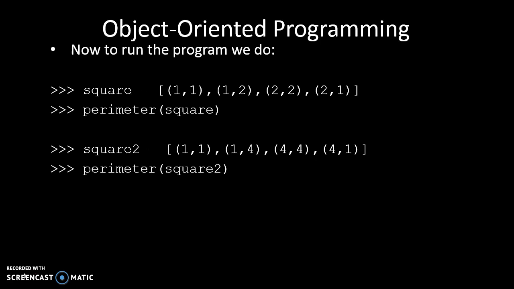So if we do that for a square 1, 1, 1, 2, 2, 2, and 2, 1, we should get a perimeter of 4. And if we do it for 1, 1, 1, 4, 4, 4, and 4, 1, it should be 8.